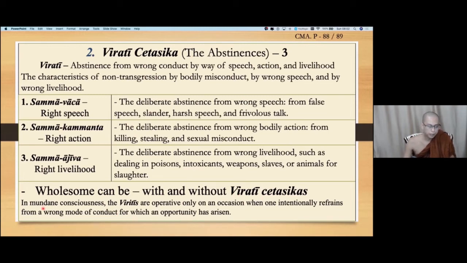So okay, here in the mundane consciousness, virati operates only on occasion, when one intentionally refrains from wrong words or conduct. So when one intentionally refrains from wrongdoing, at that time virati arises. In other situations of doing good or performing wholesome, at that time virati is absent.